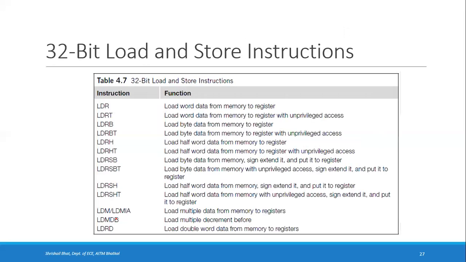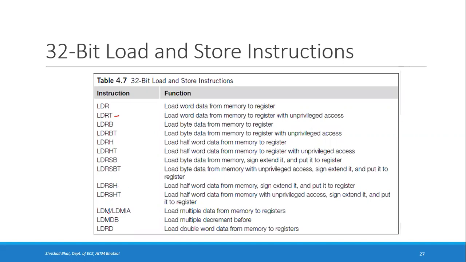Okay, so coming to load and store operations, these are the load instructions. Load word data from memory to register. Load word data from memory to register with unprivileged access, T. T indicates unprivileged access. B is for byte, H for half word. If you write SB, it's like sign extension. SH is for sign extending half word. SB is sign extending byte.